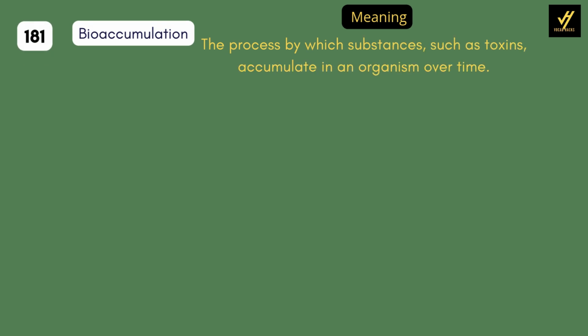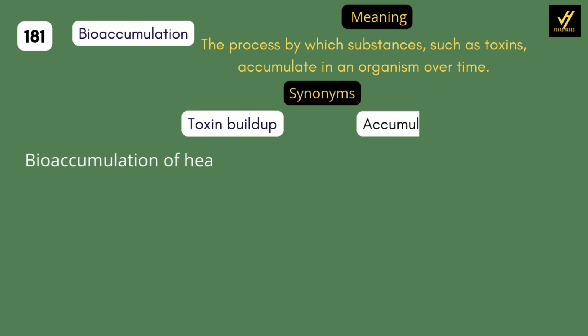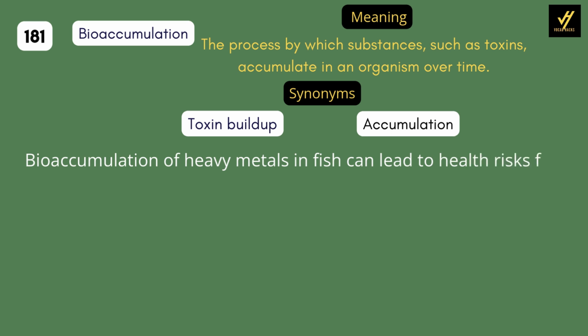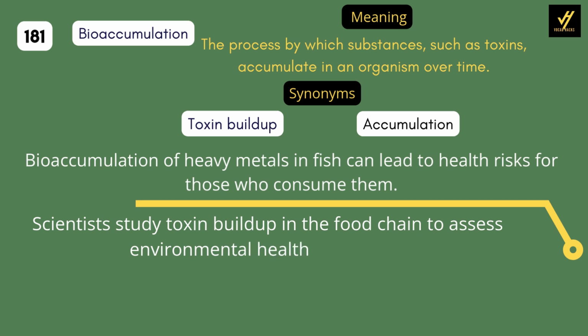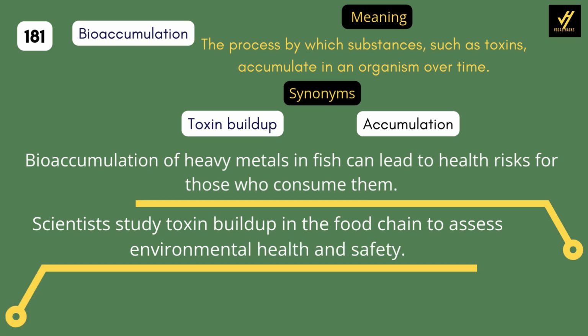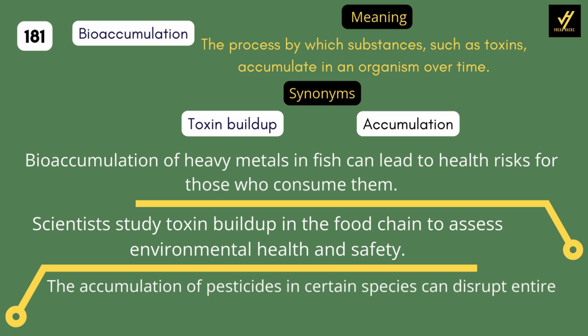Bioaccumulation, the process by which substances, such as toxins, accumulate in an organism over time. Bioaccumulation of heavy metals in fish can lead to health risks for those who consume them. Scientists study toxin buildup in the food chain to assess environmental health and safety. The accumulation of pesticides in certain species can disrupt entire ecosystems and food webs.